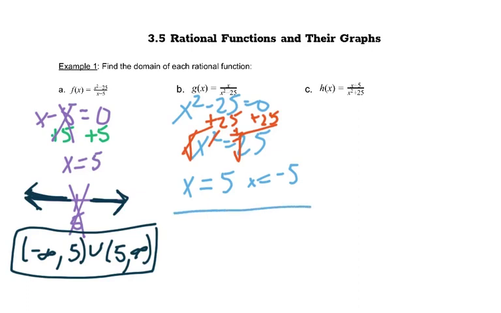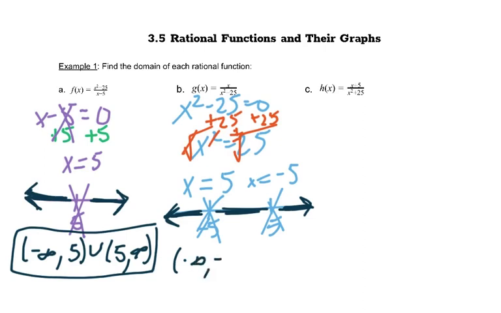And again, remember that really means that on our number line, we have those two numbers and we want to cross them out. We can't use those numbers because that gives us 0 in the denominator. So we want everything to the left, everything between, and everything to the right. So we'd have negative infinity to negative 5, union negative 5 to 5, union 5 to infinity.